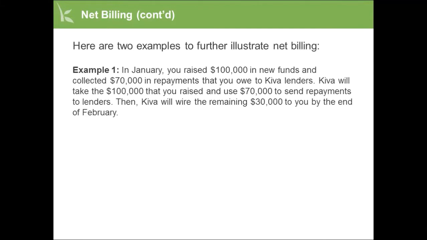Here are two examples to further illustrate net billing. Example 1. In January, you raised $100,000 in new funds and collected $70,000 in repayments that you owe to Kiva lenders. Kiva will take the $100,000 that you raised and use $70,000 to send repayments to lenders. Then, Kiva will wire the remaining $30,000 to you by the end of February.